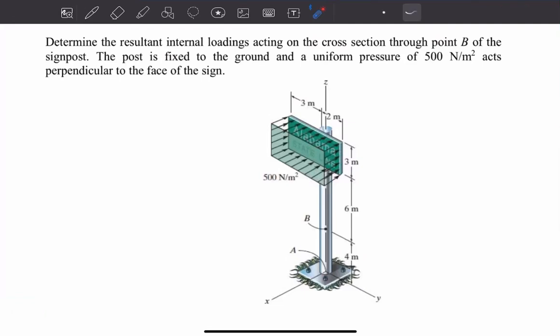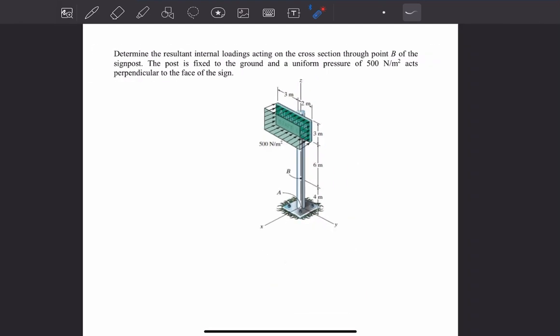Welcome to the fifth example in review of statics. The question reads, determine the resultant internal loadings acting on the cross-section through point B of the signpost. The post is fixed to the ground and a uniform pressure of 500 newtons per meter squared acts perpendicular to the face of the sign.